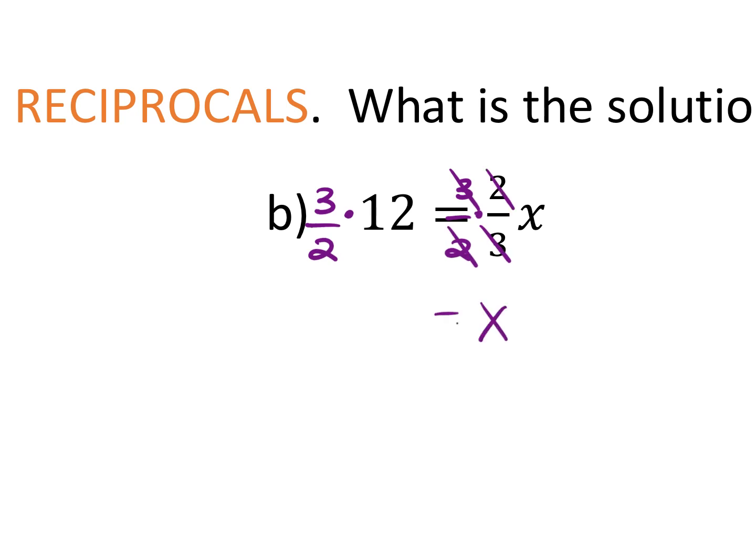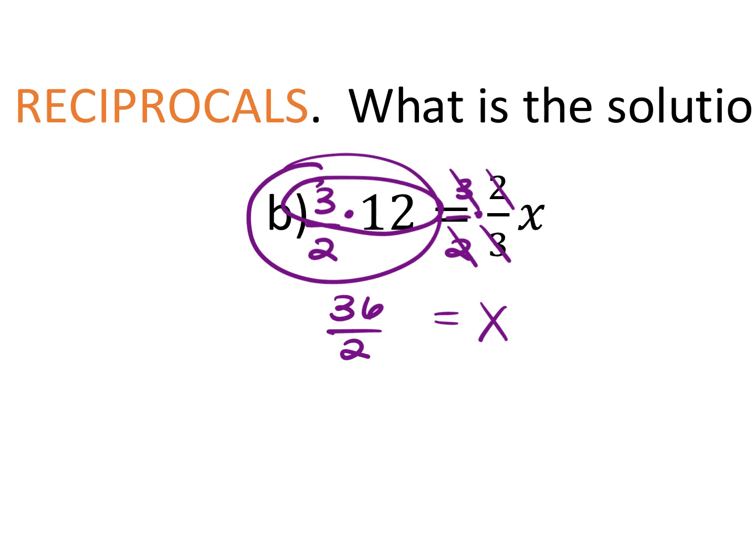So you have x on the right. What does this become? 36/2. If you multiply across, right? 12 times 3 is 36/2. And 36/2 is 18. Questions on that?